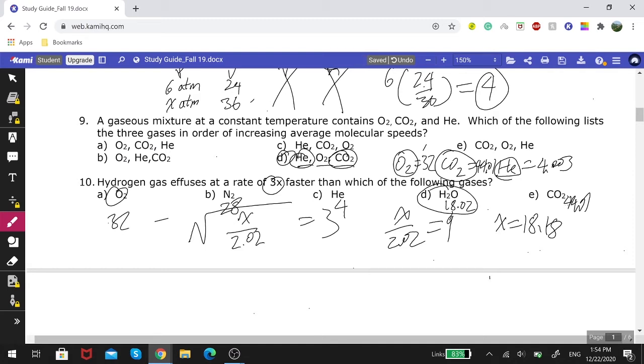And let's double check our work. Does this make sense? H2O is something that is significantly heavier than He, so does it make sense that He travels 3 times faster than a water molecule? And it does, because He is lighter.